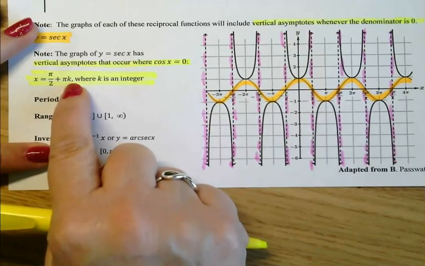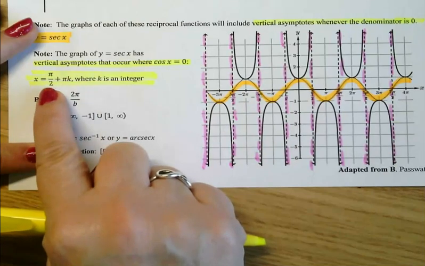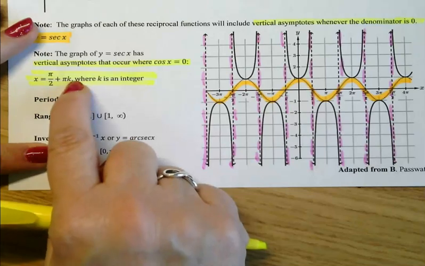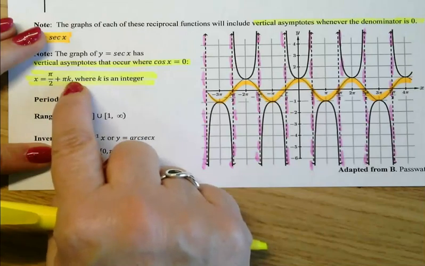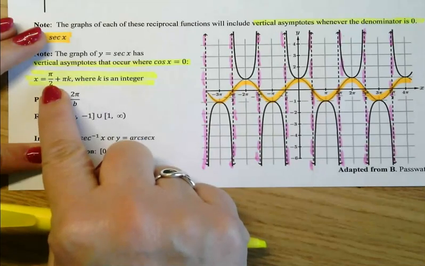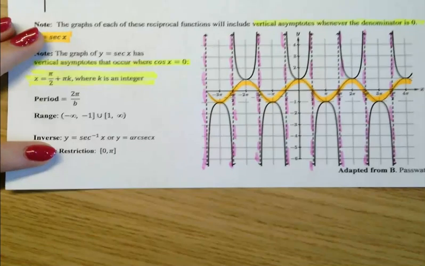What's the integer number that I can use? So if I want to jump from pi over 2 to the next asymptote, then I would do 1 times pi and add that to pi over 2. If I wanted to skip over to the second vertical asymptote from that, then k would be 2. So then I would do 2 times pi, and I would add that to pi over 2. And that's what this equation is telling us.